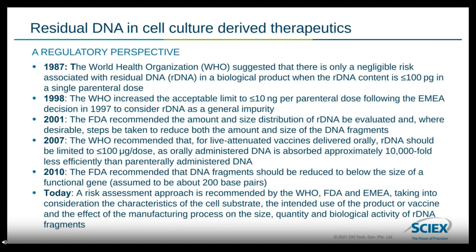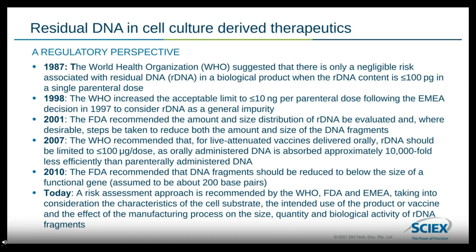Now, the guidelines that define acceptable levels of process residuals in biologics, really by various regulatory agencies, have evolved over the last few decades. We can look all the way back to 1987, when the World Health Organization was aware of the risk associated with residual DNA. And they set a limit of less than or equal to 100 picograms in a single parenteral dose. Well, that limit was really intended to minimize the potential oncogenic risk of residual DNA from products derived from these continuous cell lines that we use. But subsequent information suggested that the residual DNA from these cell lines had a much lower risk than they really assumed, and they should just be considered a general impurity.